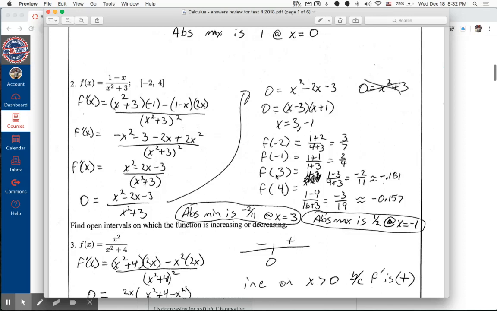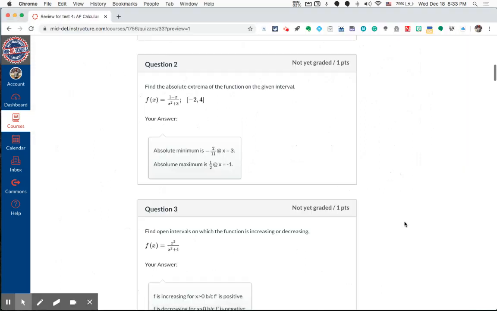So I plug in my endpoints of negative 2 and 4, and my critical points of negative 1 and 3. So f of negative 2, I got 3/7. F of negative 1, I got 2/4 or 1/2. F of 3, I got negative 2/11 or negative 1.81. And f of 4, I got negative 3/19, which is negative 0.157. So my smallest value is going to be the negative 2/11, which occurs at 3. And my largest value is going to be the 1/2, which occurs at negative 1. All right.